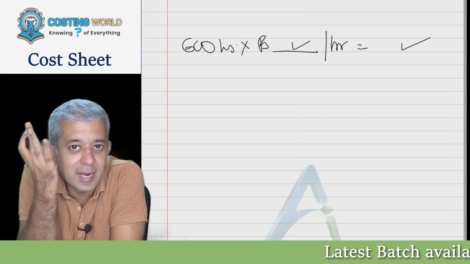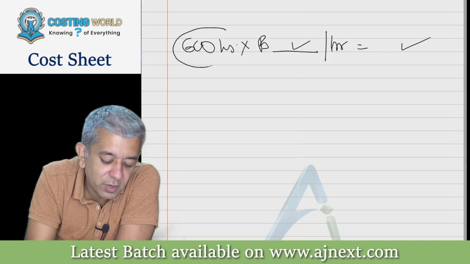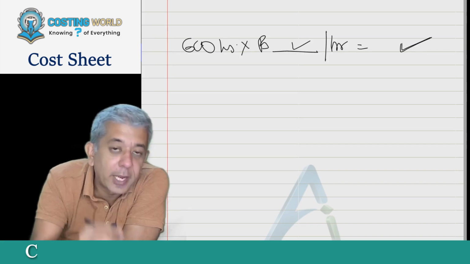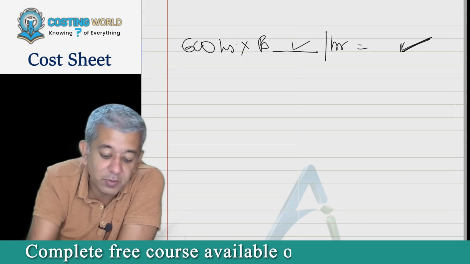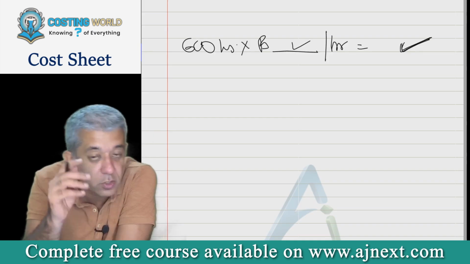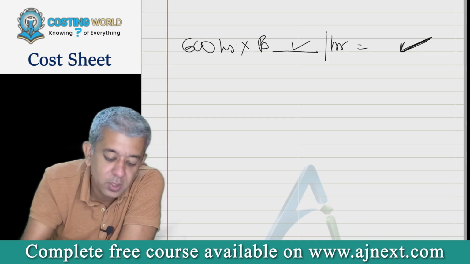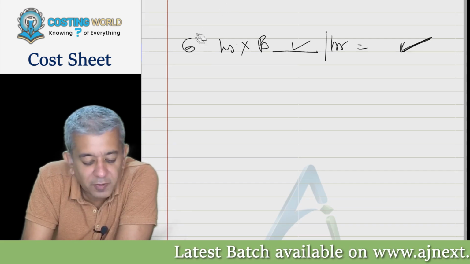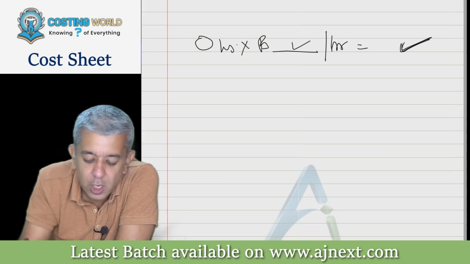Now that guy started to think that if I work for 600 hours I will get this much amount. If the work increases to 900 hours, I will get this much amount. But then he thought, if I work for 0 hours, how much amount will he get?